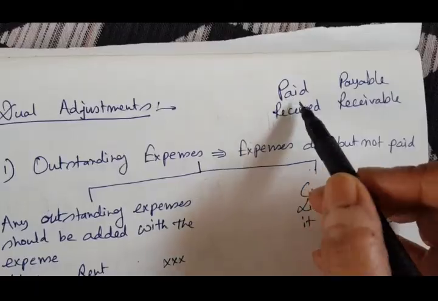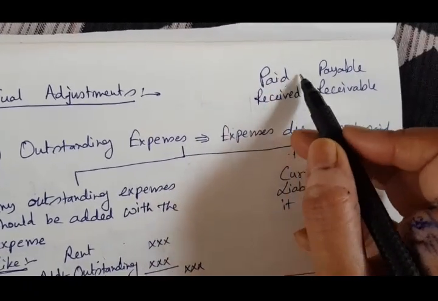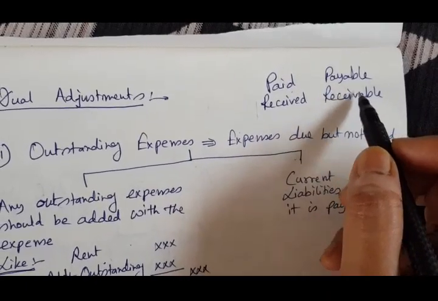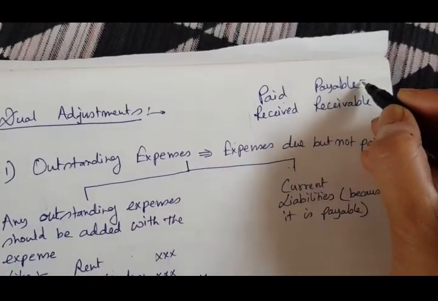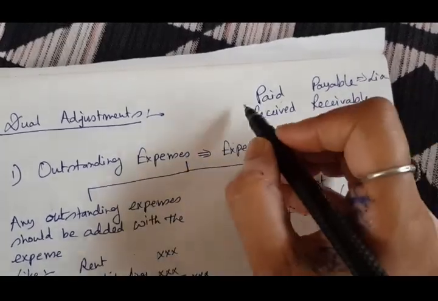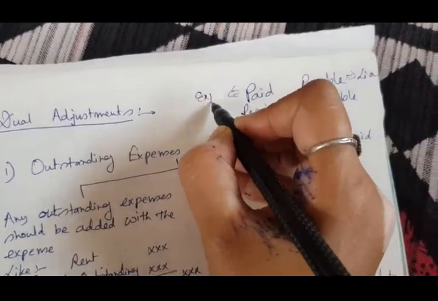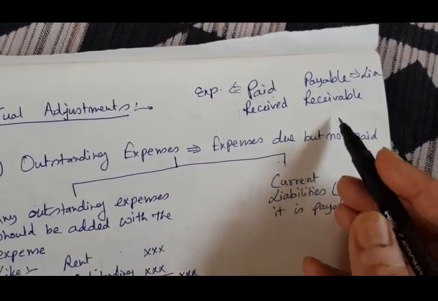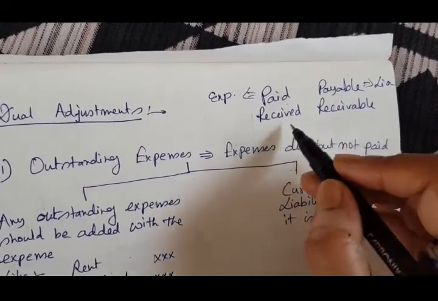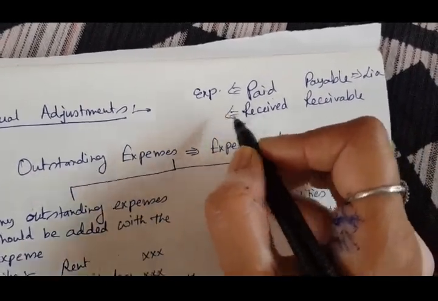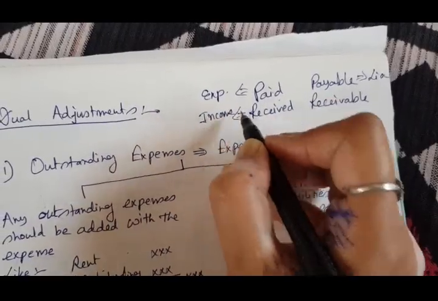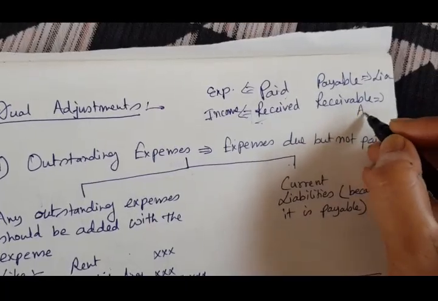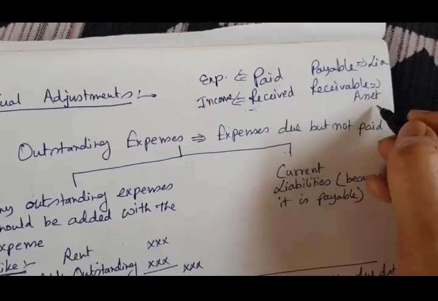What is the meaning of paid? Paid means expenditure done. What is the meaning of payable? Payable means which we have to pay in future. It's your liability, and this is your expense. Understood? Now payable means we have to pay in future, so it is our liability. If I say received, received means it's our income which has already been generated. If I say receivable, receivable means we will receive in future, so this is considered to be our asset.